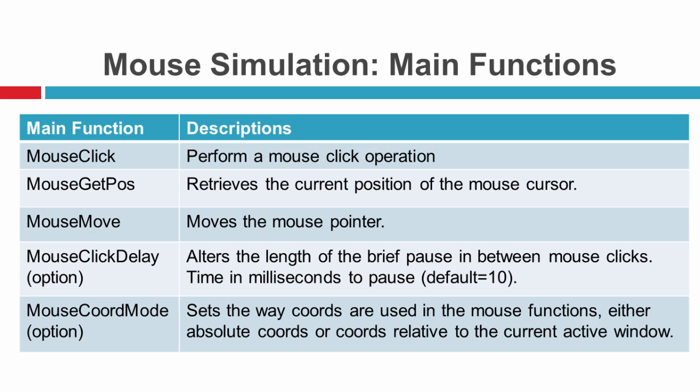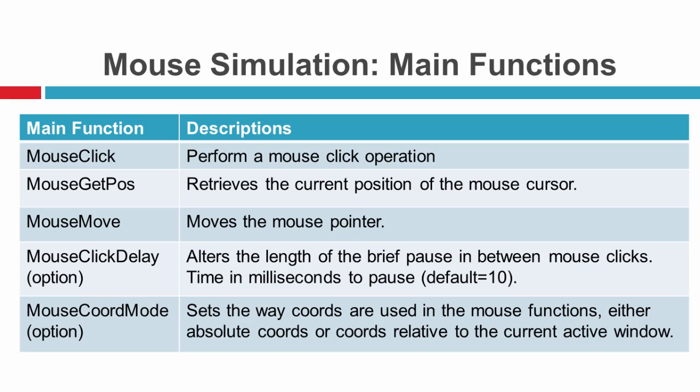So mouse simulation has the main functions like MouseClick, that performs a mouse click operation, MouseGetPos, that retrieves the current position of the mouse cursor, and MouseMove, that moves the mouse pointer. Also, we have two options that are very used during scripting.